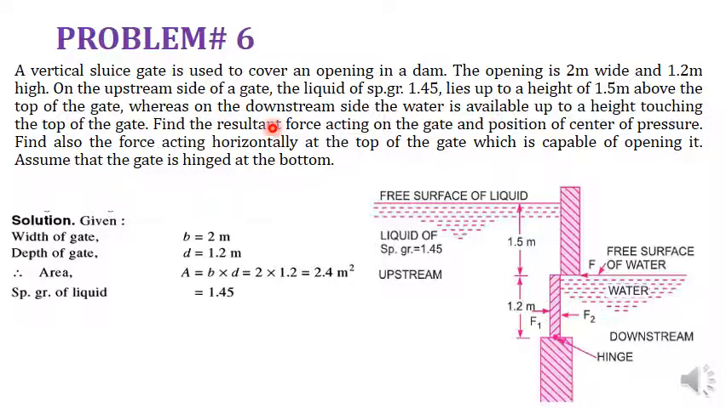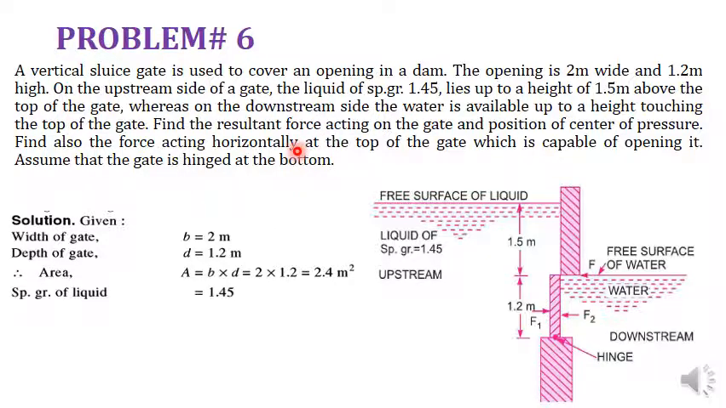Whereas on the downstream side, the water is available up to a height touching the top of the gate. Find the resultant force acting on the gate and position of center of pressure. Find also the force acting horizontally at the top of the gate, which is capable of opening it. Assume that the gate is hinged at the bottom.